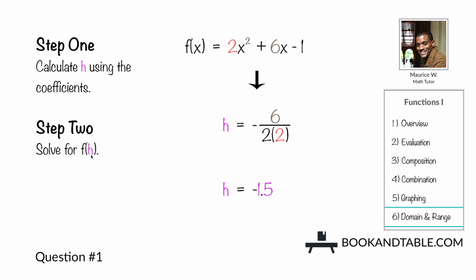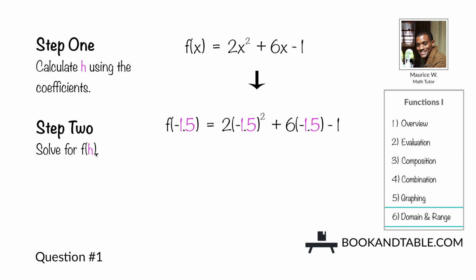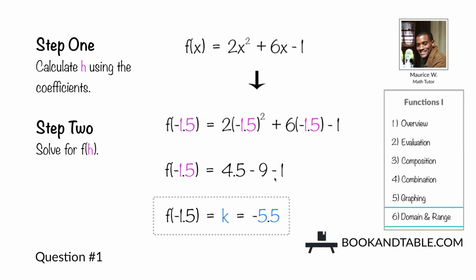So now that we know h, we can solve for f of h, or f of negative 1.5. So we plug that in for x into the function, giving us 2 times negative 1.5 squared, which is 2.25, plus 6 times negative 1.5, which is negative 9, minus 1. 2 times 2.25 is 4.5. 4.5 minus 9 is negative 4.5. Minus 1 is negative 5.5. So our k is equal to negative 5.5.